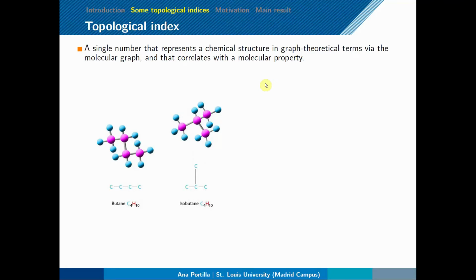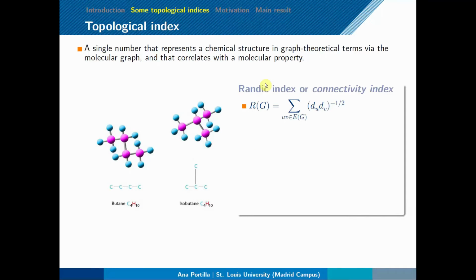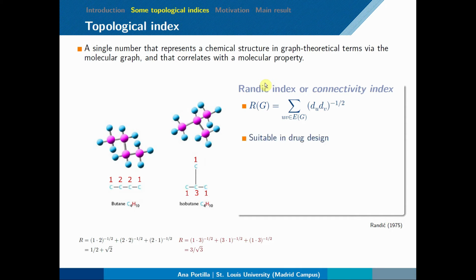The next topological index that we are considering is the Randić index, or connectivity index, defined this way. Here we have the two isomers for which we computed before the Wiener index, and if we compute the Randić index for them, this is what we get. Well, the suitability of the Randić index for drug design was immediately recognized. However, the physical reason for the success of such a simple graph invariant is still an enigma, although several more or less plausible explanations were offered.